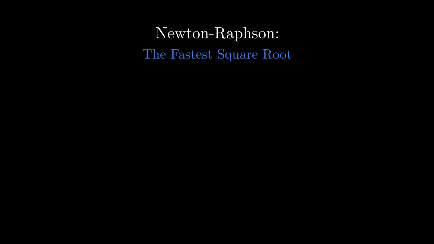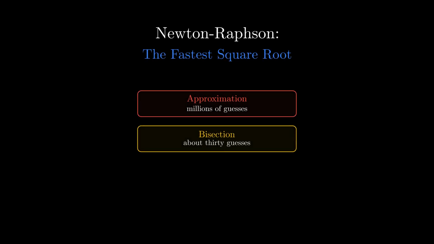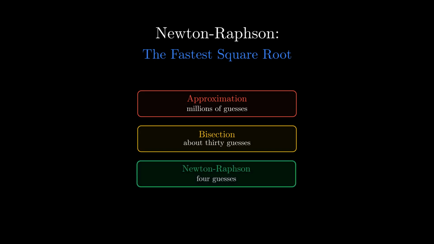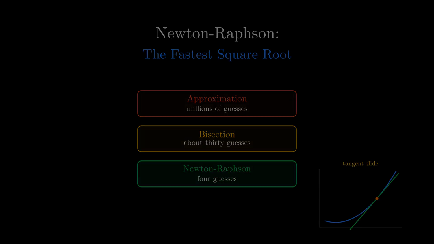Approximation crawled. Bisection halved the gap each step. Now meet the fastest of them all. To find the square root of a number, Newton-Raphson takes just a handful of guesses. The catch: it only finds square roots. Let's see how it slides down a tangent line to the answer.